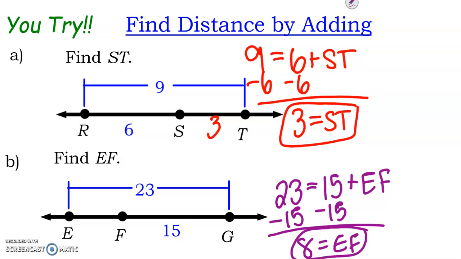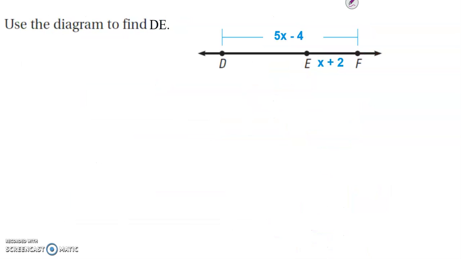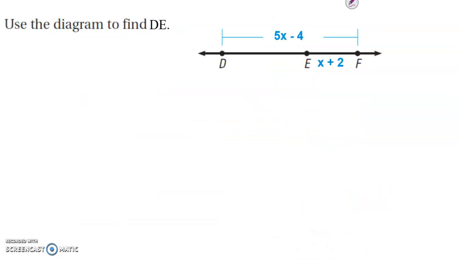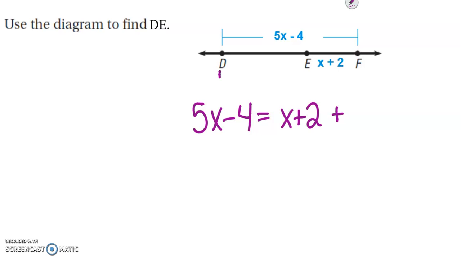We're going to introduce some variables now. So here you could have done 23 minus 15, but now we have some variables. So we're going to have to set up an equation just like we did. So the whole length, 5x minus 4, equals the first part, x plus 2, plus our missing part, DE. Right? From D to E is what we're trying to find. So plus DE.